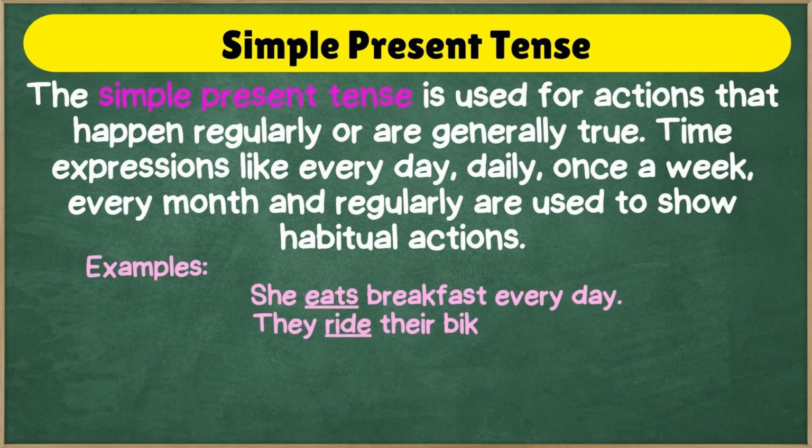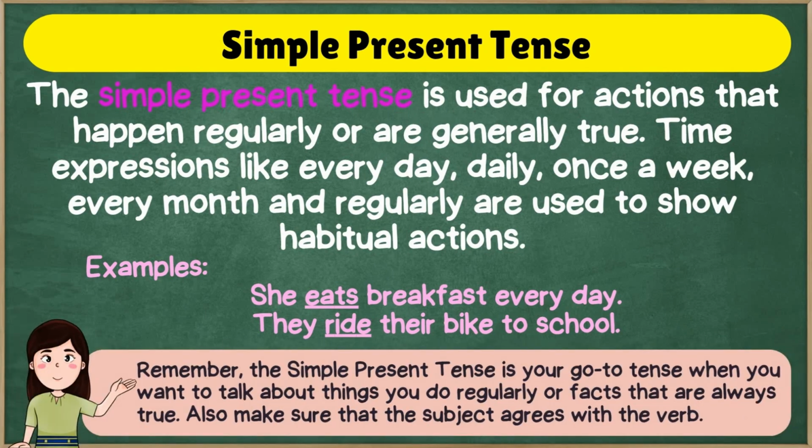Examples: she eats breakfast every day. They ride their bike to school. Remember, the simple present tense is your go-to tense when you want to talk about things you do regularly or facts that are always true. Also, make sure that the subject agrees with the verb.